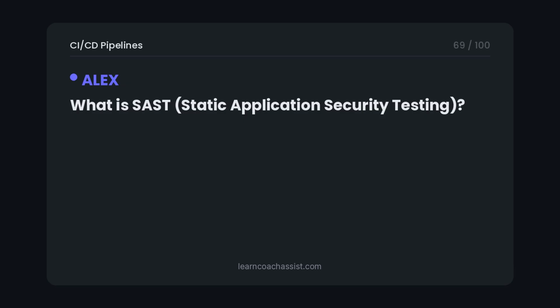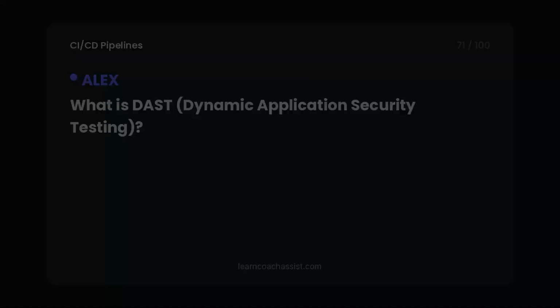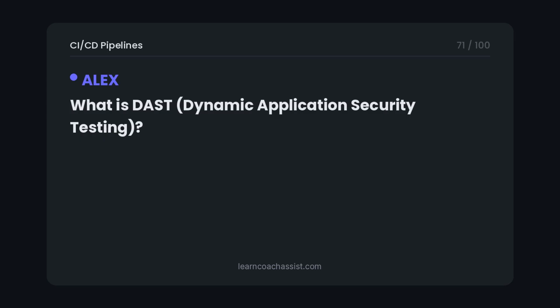What is SAST, Static Application Security Testing? SAST analyzes source code without executing it to find security vulnerabilities early in the development cycle. What it detects: SQL injection patterns, cross-site scripting, XSS, buffer overflows, hard-coded credentials. Popular tools: SonarQube, Semgrep, CodeQL, GitHub, Checkmarx. SAST runs in CI as a build time check and is best at finding issues in code you write, not in dependencies.